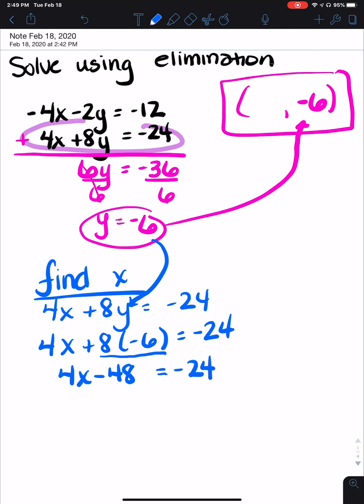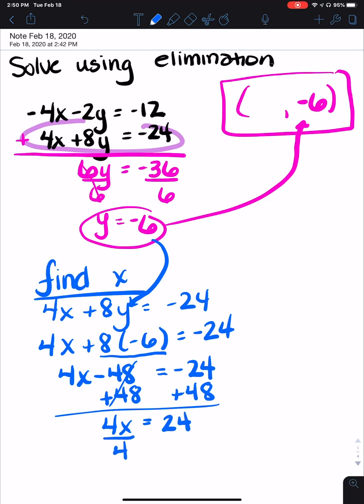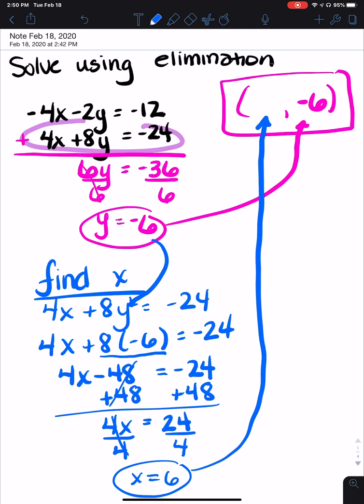And now my job is just to keep solving. So I'm going to undo the subtracting 48 by adding 48. So I have 4x on this side. Negative 24 plus 48 is positive 24. Divide by 4. I get x equals 6. Now remember, I've got to put this back together in my point for that to count. So my final answer on that one is (6, negative 6). Okay, let's do one more.